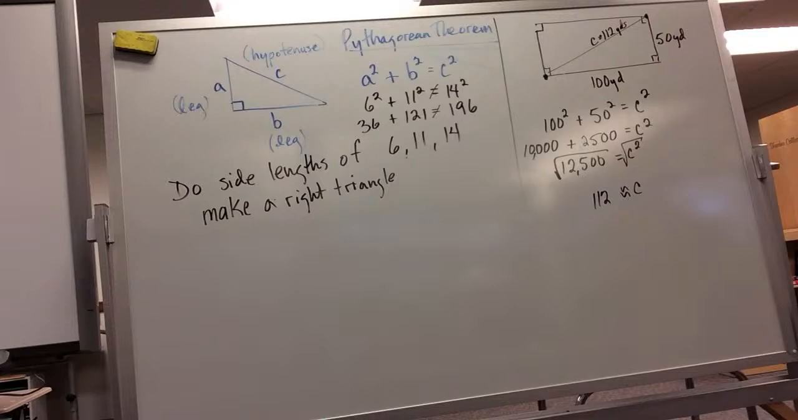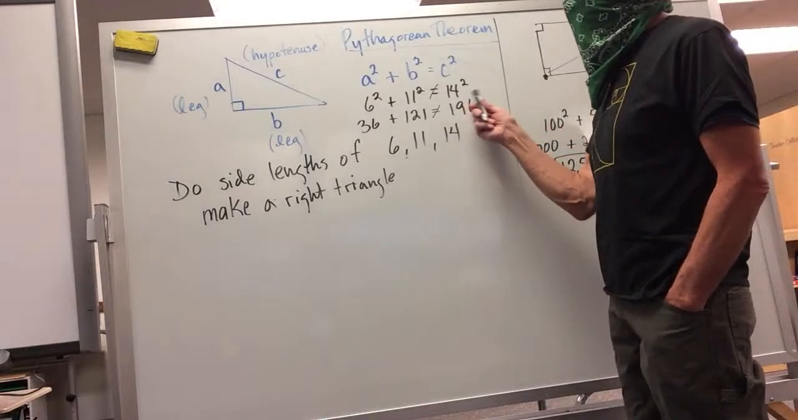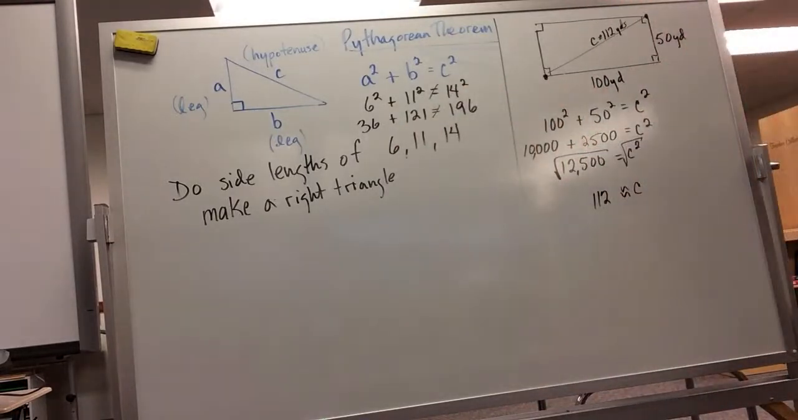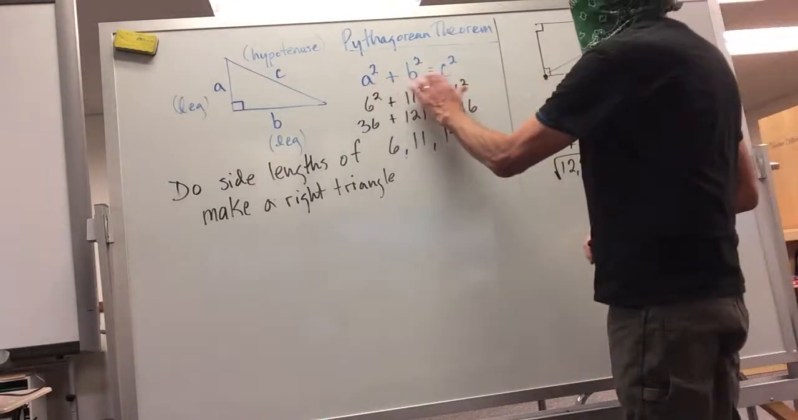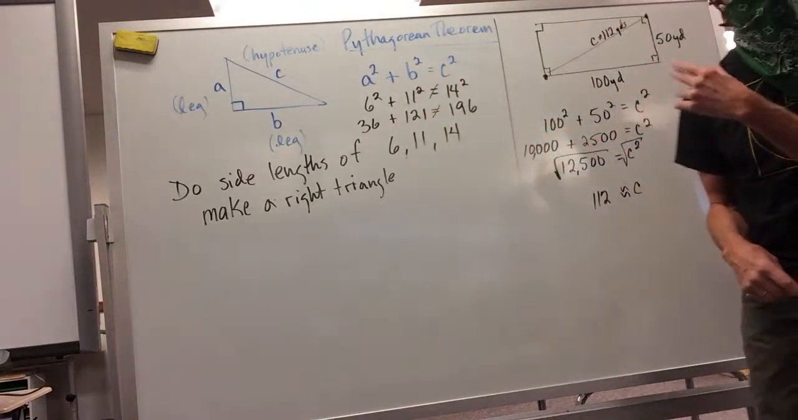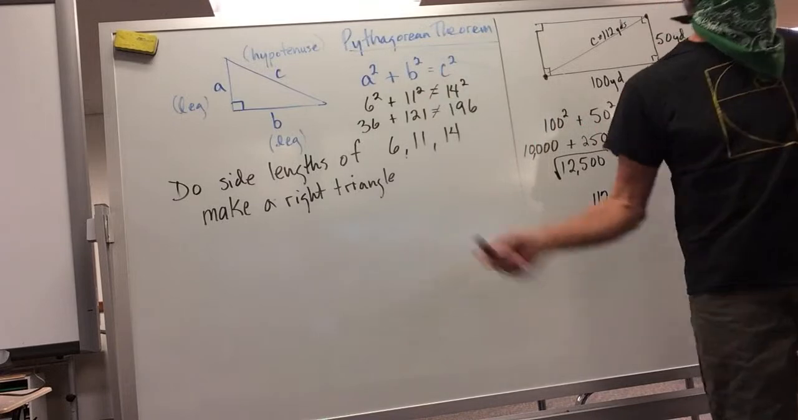Would it have to equal 14 squared? Well, if this equals this, then it fits the Pythagorean theorem. But it doesn't, therefore it's not a right triangle. So that's kind of working backwards from what we're told. We're told that this is going to be true for all right triangles. If the statement is not true because of the measurements, it's not a right triangle.